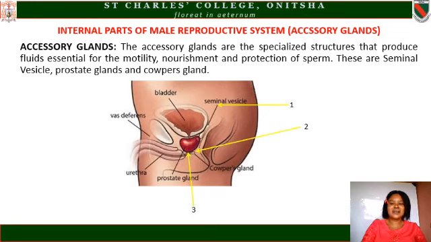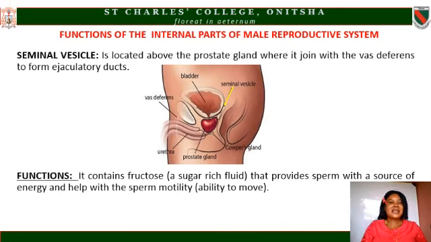Now, let's look at the structures. The arrow number 1 shows the location of the seminal vesicle. The second arrow is the Cooper's gland, while the third arrow is the prostate gland. Now, let's discuss the glands one after the other.